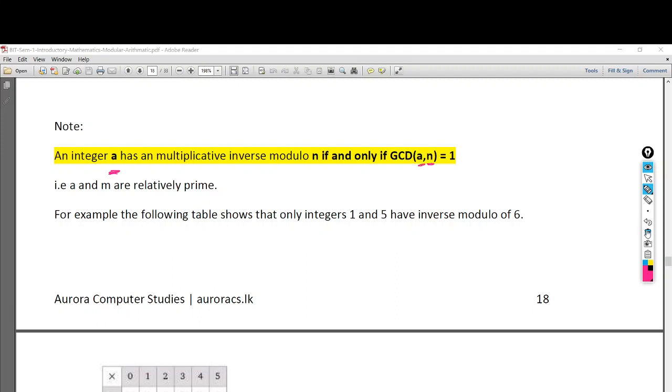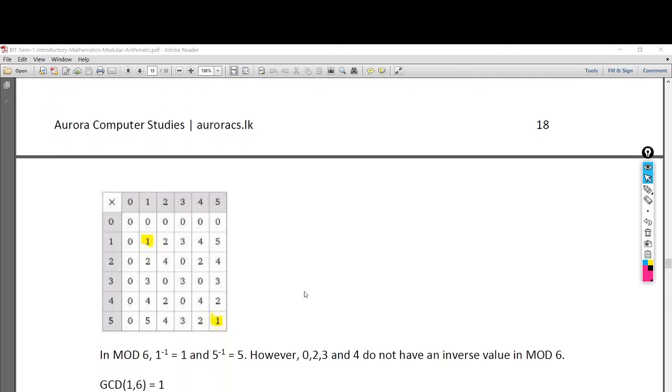Okay, right? For example, let's take modulo 6, right? Just like the previous one, I'm interested in the multiplicative inverse, right? Multiplicative inverse. So let's take 1. If I multiply 1 by 1, I get 1.